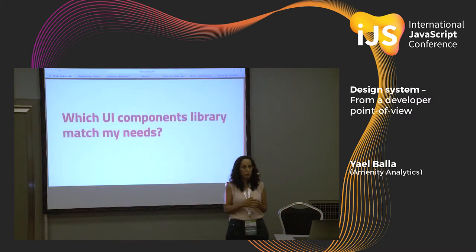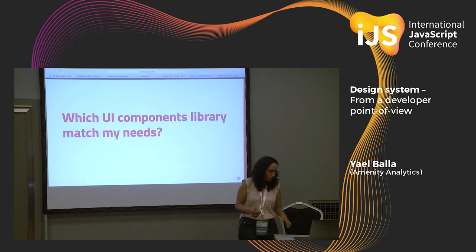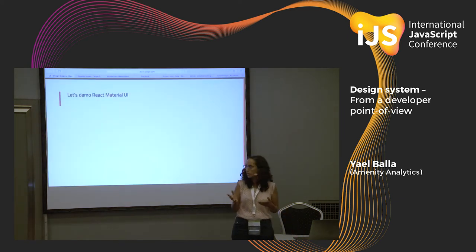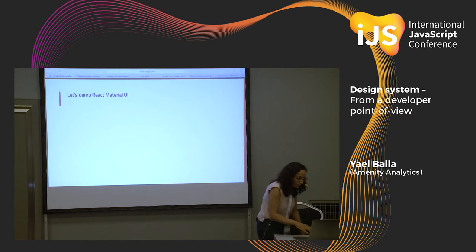So I think the real question here is which design library actually matches my needs, because there are a lot of them out there, and every design library allows you to add some customization to it. But if you find yourself changing every styling, every property, every animation, then it's probably not the right choice for you. You probably know React Material UI. It's very popular. I would like to demo how you can style it, and what I mean by theming it in a central location.